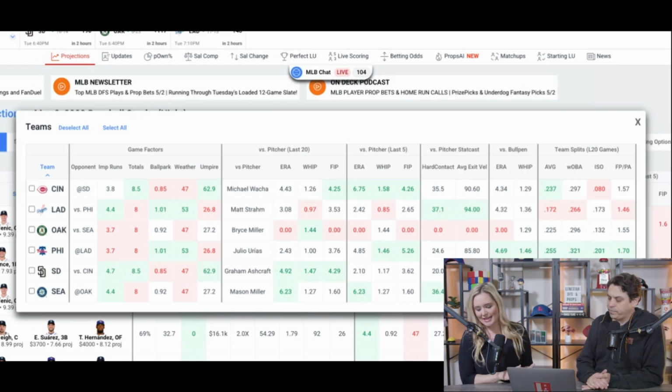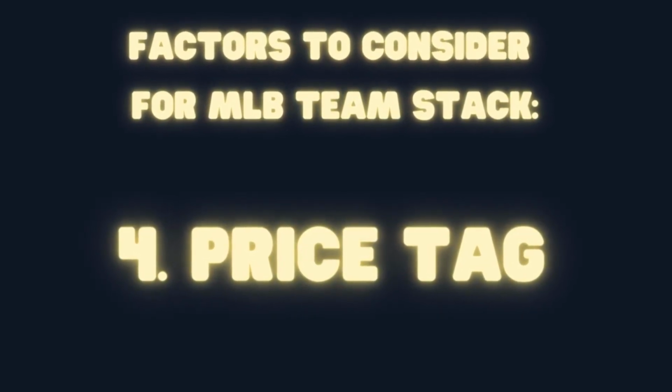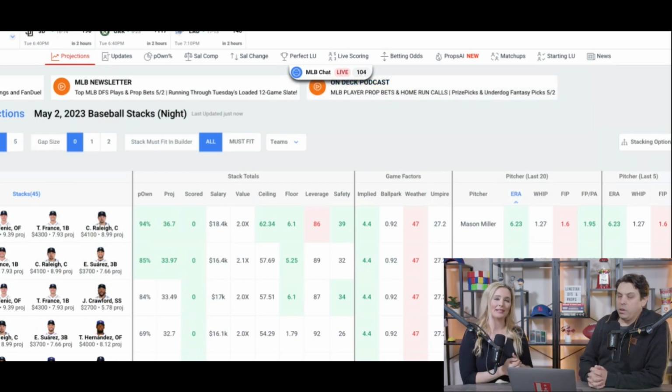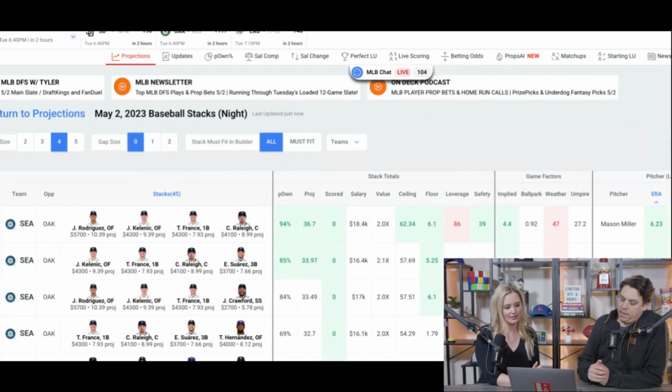Tyler on the bullpen. Next up, though, we have to worry about that price tag, because you may have a really high projected stack, but guess what? They cost you a lot of money, and if you want to go with a more expensive pitcher, that might not work out for you. So how do you take that into consideration when you're evaluating the stacks?